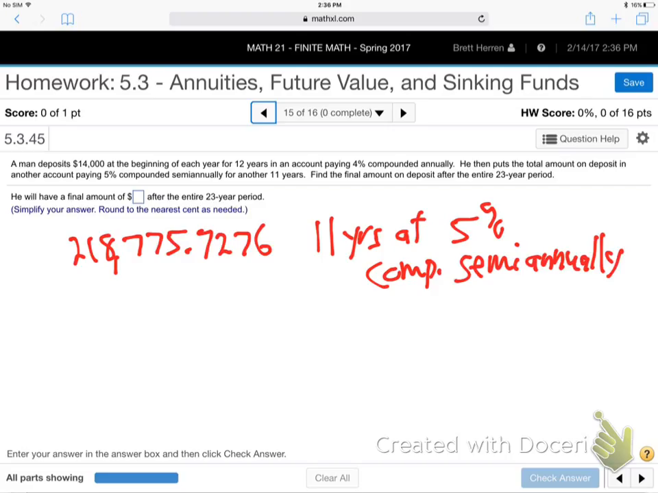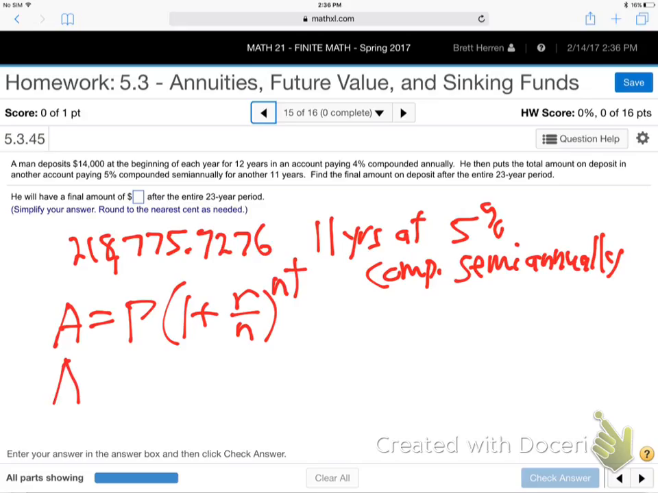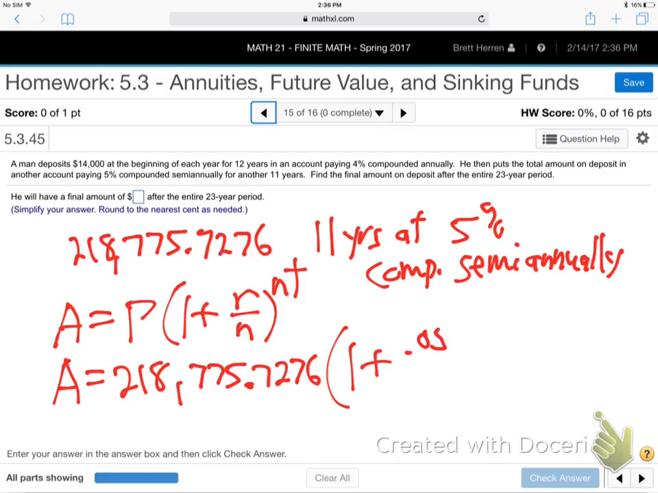Okay, so the formula for that is A equals P times 1 plus R over N to the NT. Remember that was from the last section? Compound interest. So we say, okay, the amount will be the principal. That's the 218,775.7276. Remember, don't round in the middle. Only round at the end. 1 plus R, this is 0.05 over N. What's the N here? 2. Semi-annually is twice a year. To the NT, 2 times 11, 22 up there.